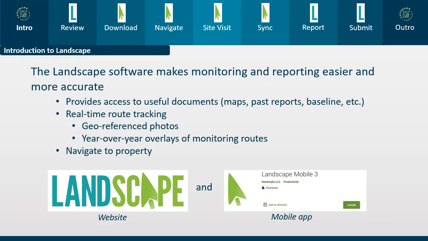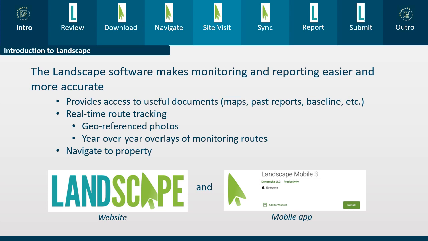The Landscape software makes monitoring and reporting easier and more accurate. Not only do you have access to the same documents that you would have had in a physical monitoring folder, but you can actually track your route in real time, take photos that are geo-referenced, and view year-over-year overlays of past monitoring routes while you're on site. It'll also help you navigate to the property itself.